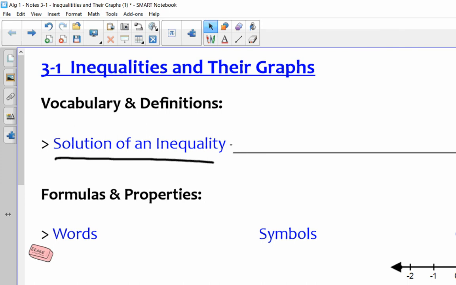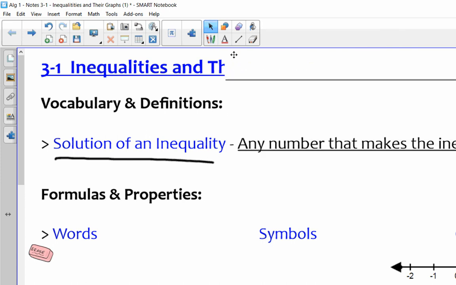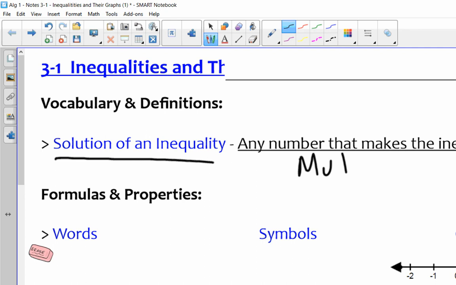So the definition for solution of an inequality is any number that makes the inequality true. But with inequalities, we're going to learn that you can get multiple solutions. We'll look at that compared to what we've been doing in the first two chapters that we've been working on before that.